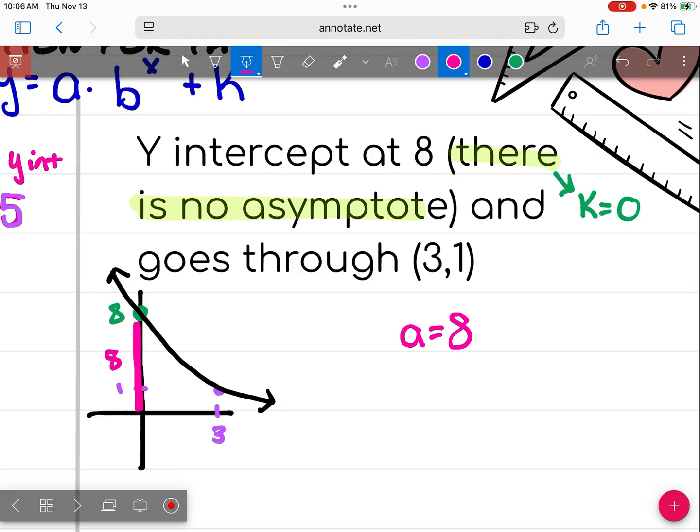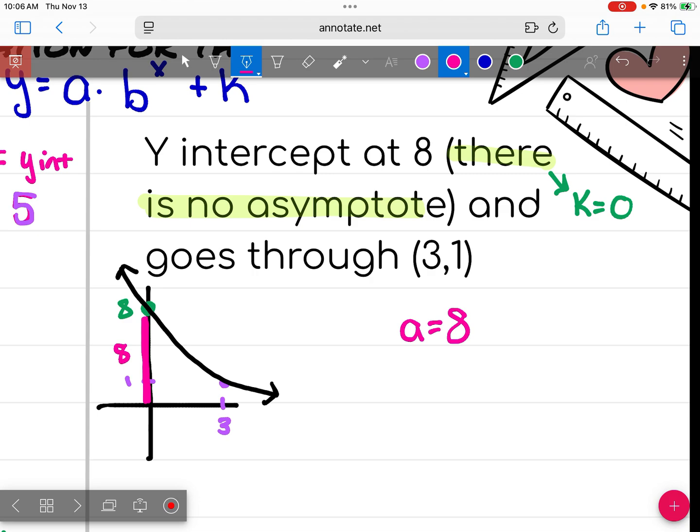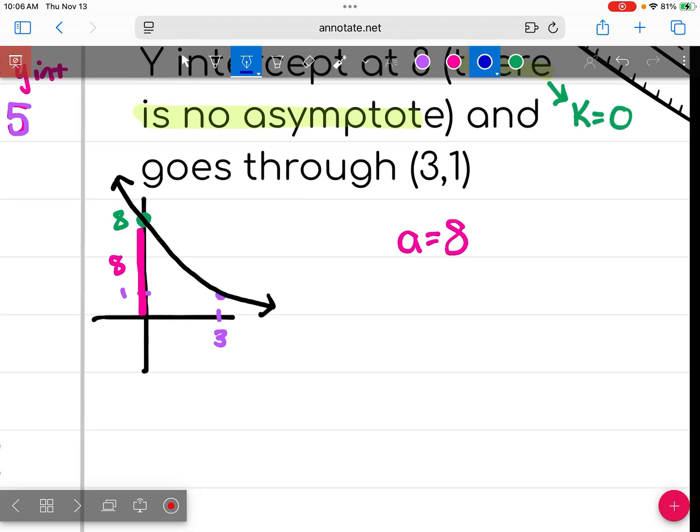Otherwise, it's at 0, and it is just going to be a. So from that alone, we have a lot of the pieces. We have our y equals 8 times some base to the x plus 0. We don't have to put the 0 on there. We can. If it helps you, put it there. If it doesn't, don't put it there.